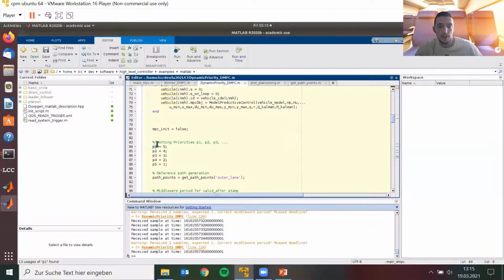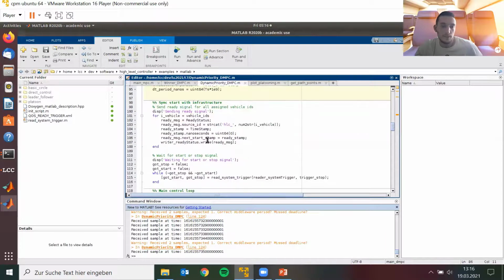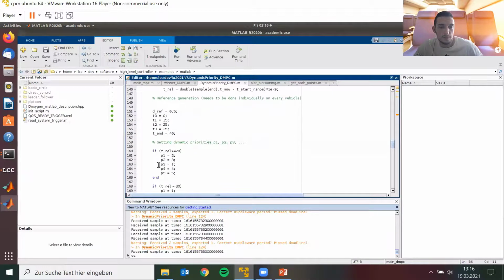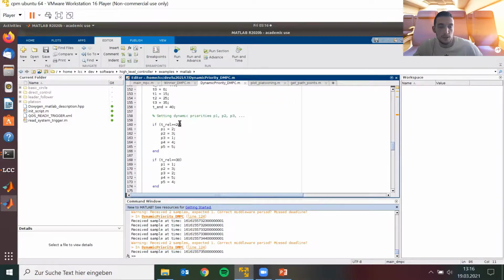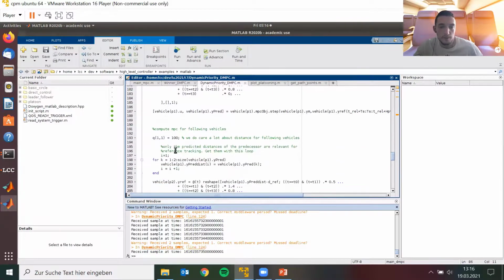priority 1, so the highest priority, has vehicle number 5. Priority 2 has vehicle number 4. Priority 3 has vehicle number 3. Just like this. And this is a step of decoupling. So in the control loop, I can just say, okay, if your time is bigger than 20, I can just rearrange them. And to get this going, the reference generation here has to depend not on the vehicle itself, but on the vehicle with the highest priority.